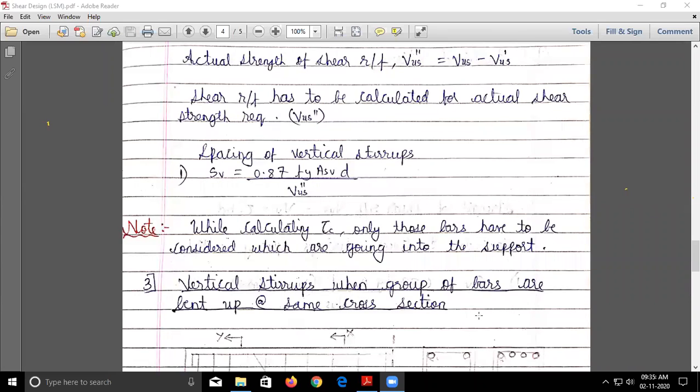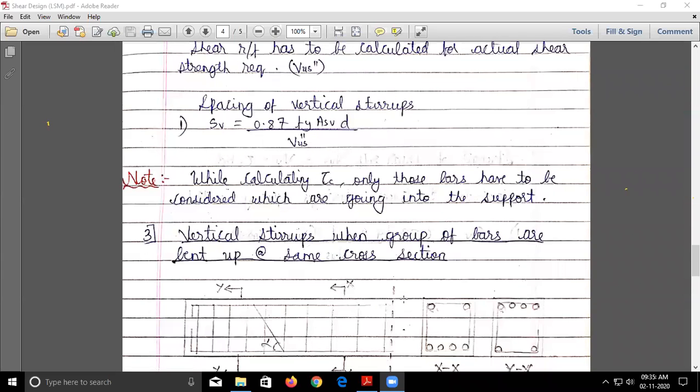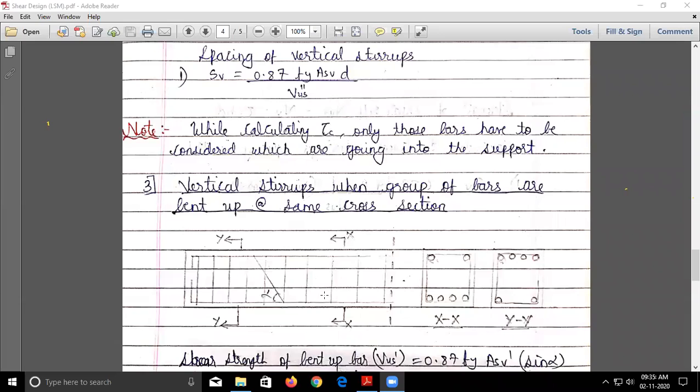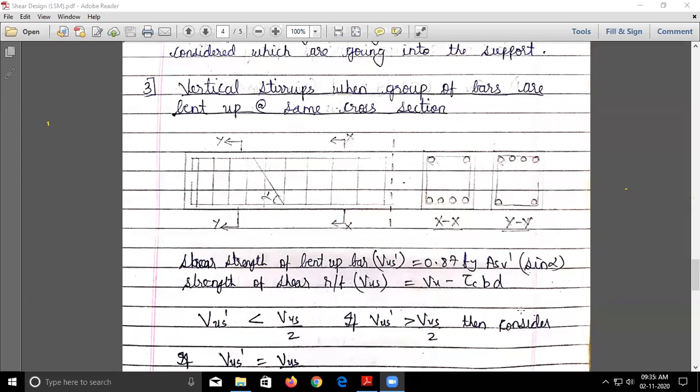So now let us see vertical stirrups when a group of bars are bent up at the same cross section. Before it was a different cross section, this is the same cross section, meaning the bars are bent at one place. So there are two sections x and y. Here at the bottom there were 4 bars, 2 bars are bent, so here at the top 4 bars come, and at the bottom the remaining are 2. So in this case also it will be the same.